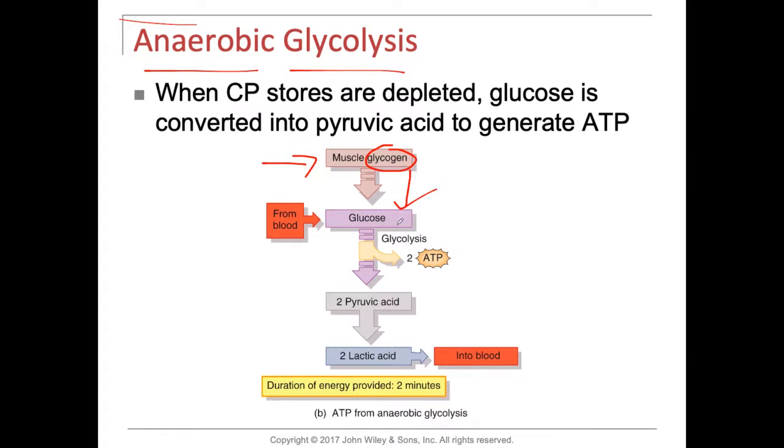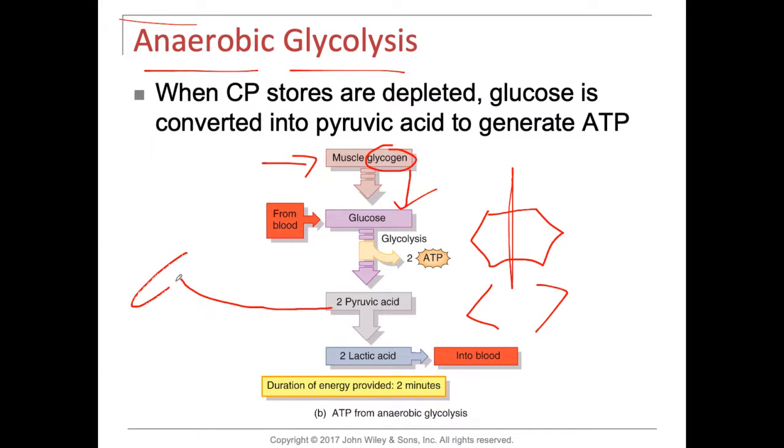Now, glucose can be broken down. Remember, glucose looks like this. It's that 6-carbon sugar. When this bond is broken here, we call it glycolysis. It's broken down into pyruvic acid, or pyruvate, which is 2 3-carbon sugars. If oxygen is available, pyruvic acid goes into the mitochondria. M for mitochondria. But you need to have oxygen present.